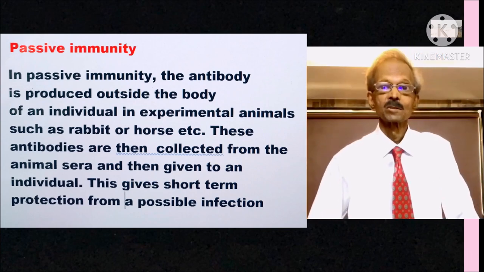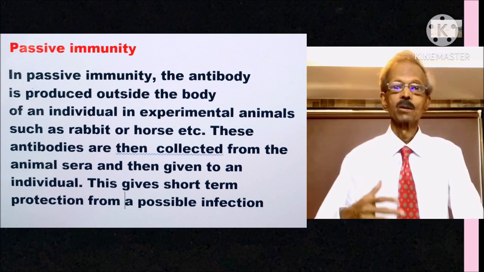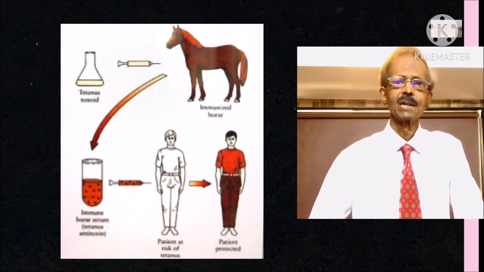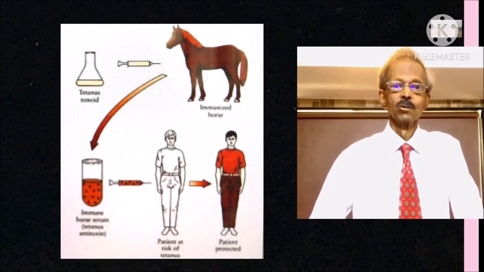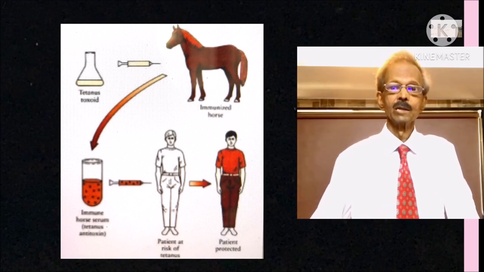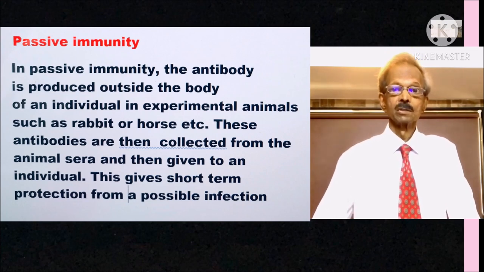And then passive immunity. In passive immunity, the antibody is produced outside the body of an individual, in experimental animals such as rabbit or horse, etc. These antibodies are then collected from the animal sera and then given to an individual. This gives short-term protection from a possible infection.